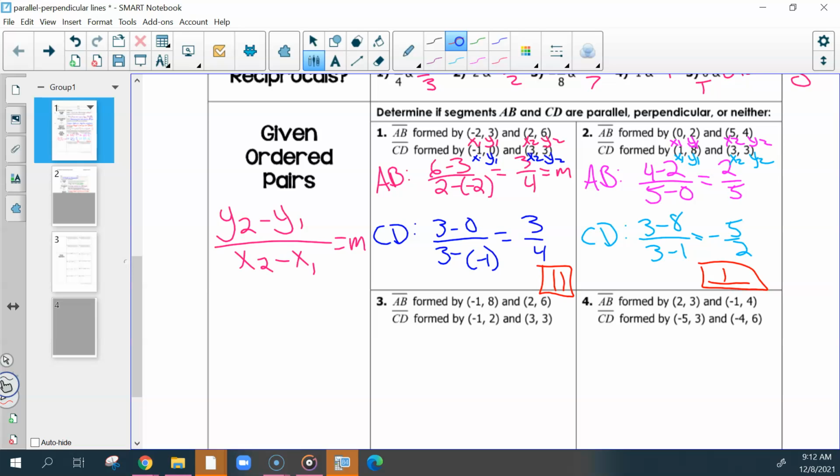A neither case would also be if you get like -2 and 2. They both have 2, but one's negative, so they can't be perpendicular because they're not flipped and they're not exactly the same. Or like if I had 1/2 and 2. They're flipped, but one isn't negative, so they can't be perpendicular.